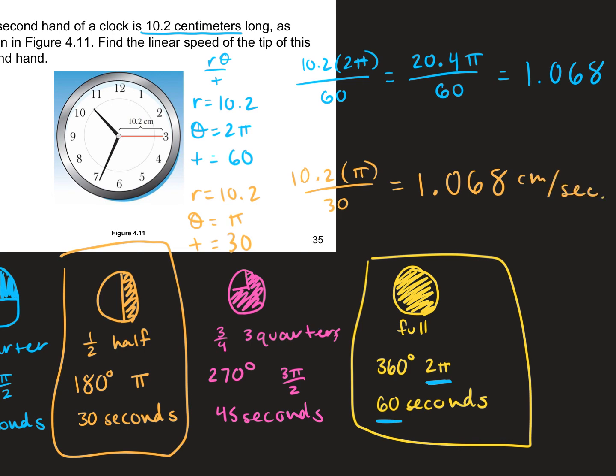For clock questions, it doesn't matter whether it specifies a full revolution around the circle or half, because does your second hand ever speed up in a clock? Nope. So it's always the same speed, and it doesn't matter which one you use. But if it's something other than a clock, it would specify and say something like a quarter rotation or a half revolution.